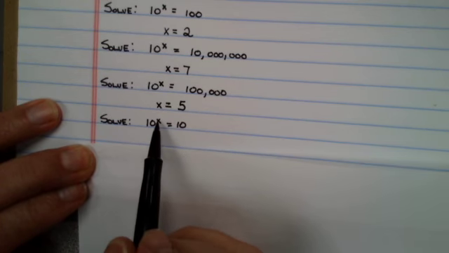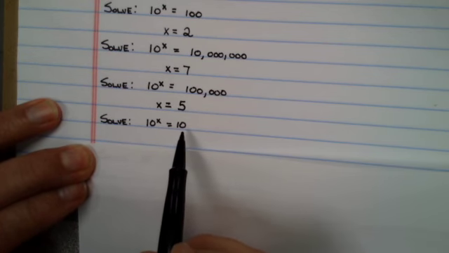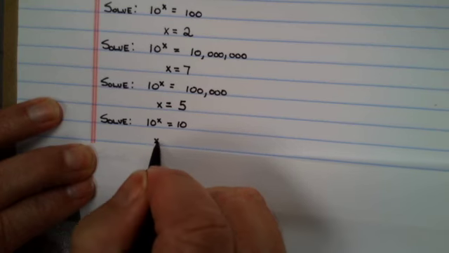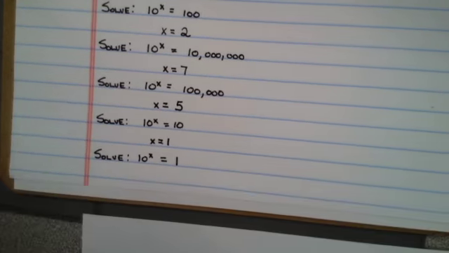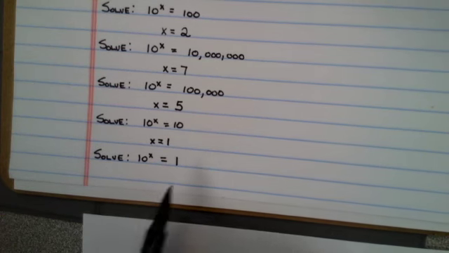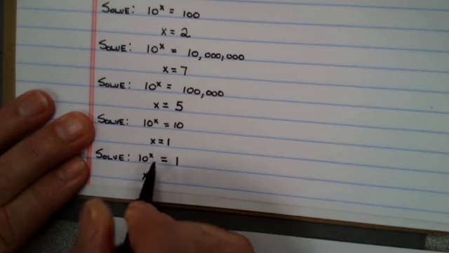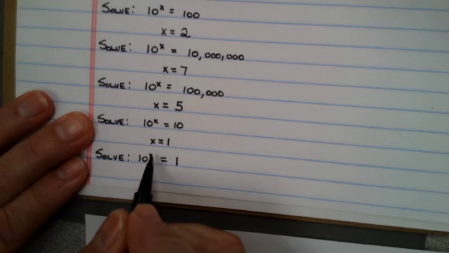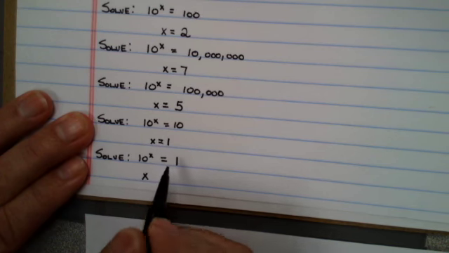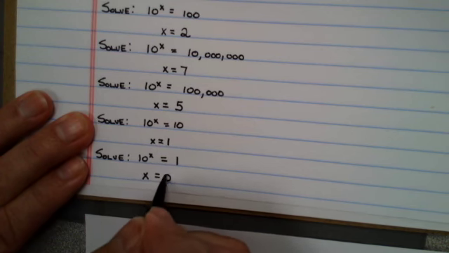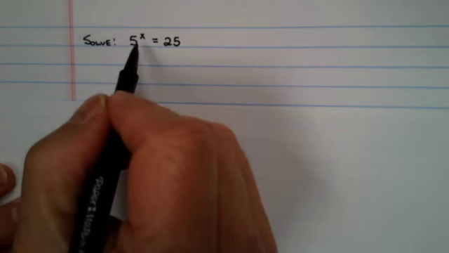Remember, the only thing I have to do is count the zeros. What power can I raise 10 to and get 10? The first power. Again, the only thing I have to do is count the zeros. How many zeros do I have over here? I don't have any. In fact, what power can I raise 10 to and get 1? What exponent creates a 1? An exponent of 0.